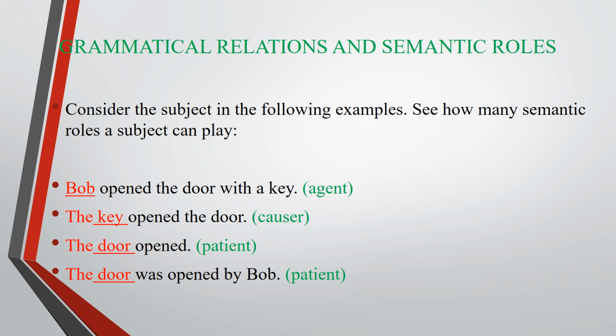In the second sentence, the key has the semantic role of a causer. It is not an agent because it did not directly carry out the opening. Someone made it open the door. Now, in the third and fourth sentences, the door here is the patient because in both sentences, it was affected by the action of opening. Now, in the third sentence, we do not know who opened the door. However, in the fourth sentence, we know that Bob is the one who carried out the action of opening.